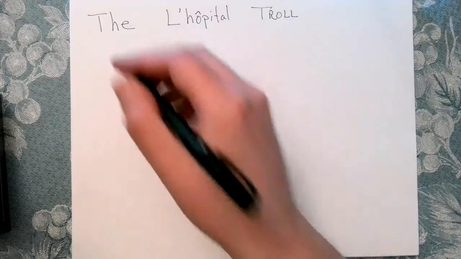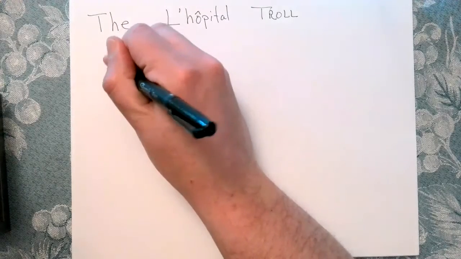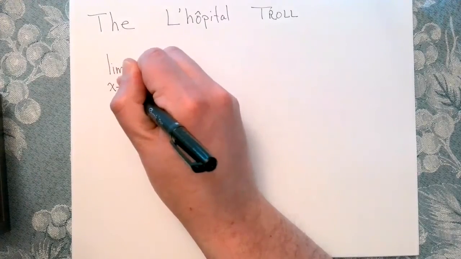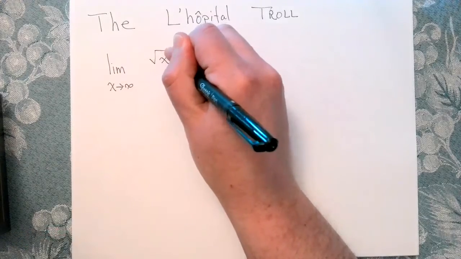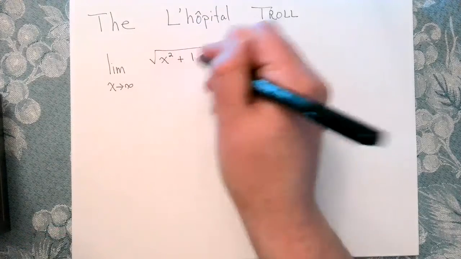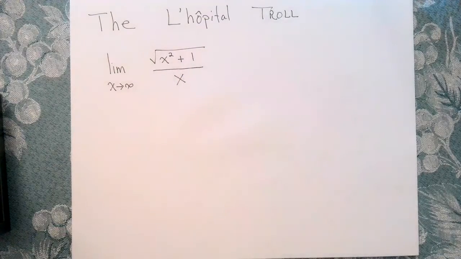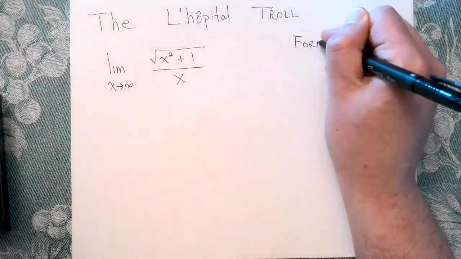So let's look at the following problem. It's a classic. I love to show my Calc 1 classes this. So this is the limit as x approaches infinity of the square root of x squared plus 1 over x. And the first thing I want to do is, of course, check the form. If I'm going to use L'Hopital's rule, I want to make sure that this is in an appropriate form. And so, step one, let's go ahead and check the form.